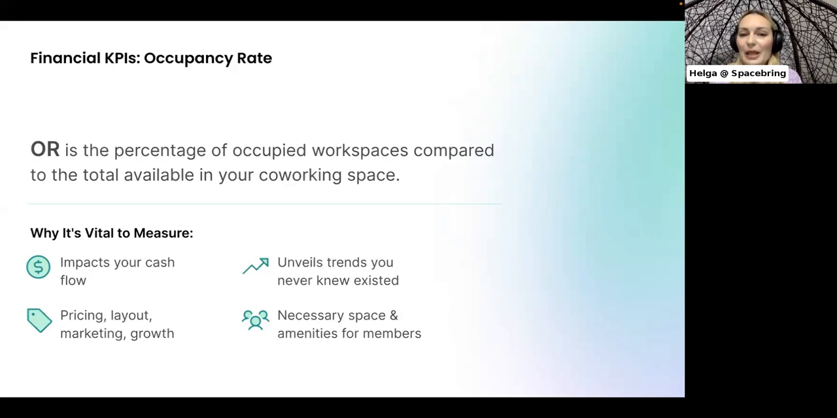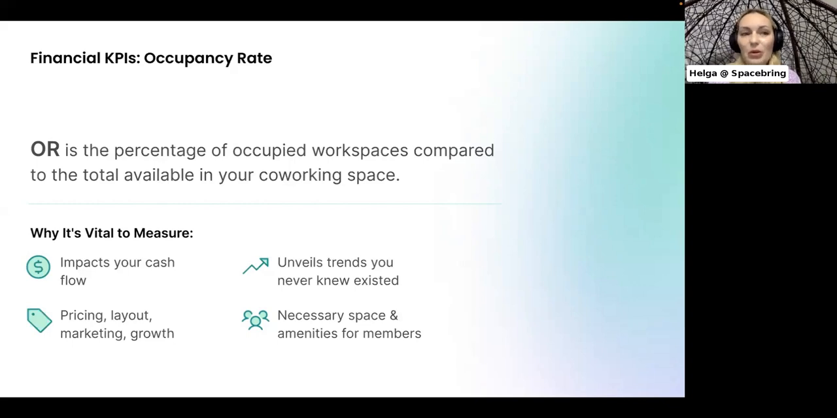But here's where it gets really exciting. Occupancy rate is a trend spotter. And when you watch how it unfolds, you find opportunities you never knew existed. And perhaps most importantly, keeping tabs on occupancy ensures your members have the space and amenities they need to thrive. Happy members mean a thriving community.